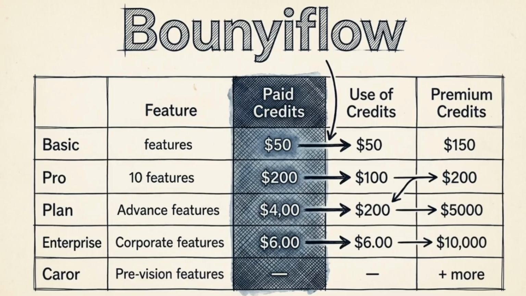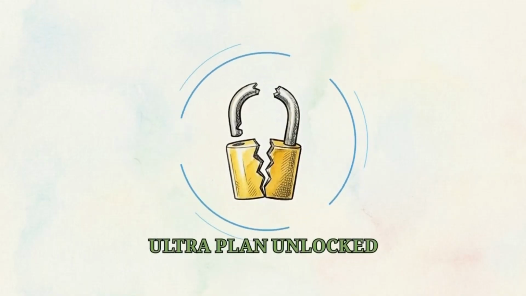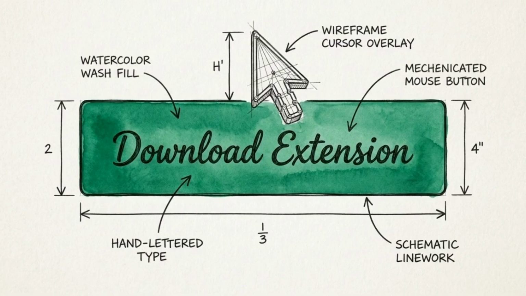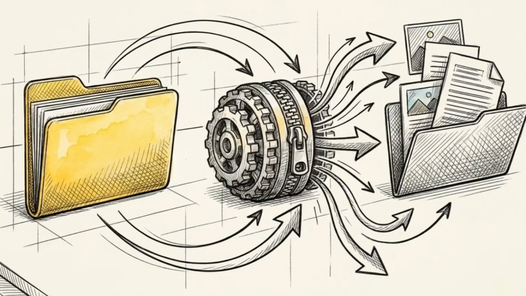If you still need more high-end VEO 3.1 generations, there is a third platform called Bunyaflow. It normally operates on a paid credit system, but they allow an authorized Ultra Plan extension hack that unlocks premium features for 30 days. To set this up, download the specific extension provided by the platform. It arrives as a compressed zip file. You must manually extract the folder to your desktop before you do anything else.